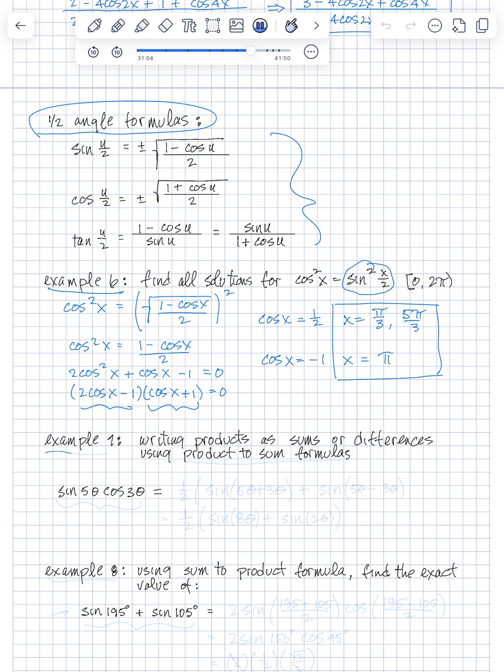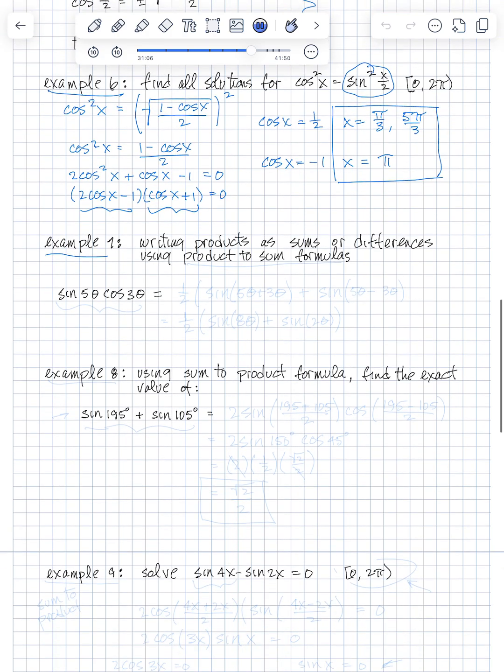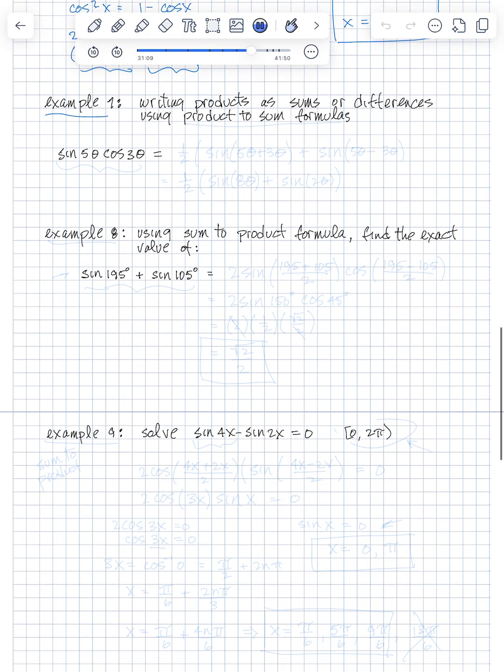Okay, example 7, writing products as sums or differences using the product to sum formulas. So listed on your handout, there's 4 product to sum formulas, and then in the next example, we're going to look at sum to product formulas. There's 4 of those too. So let's first do the product to sum. So this is a product, sine 5 theta, cosine 3 theta. So that's a product, and we want to write it as a sum or a difference.